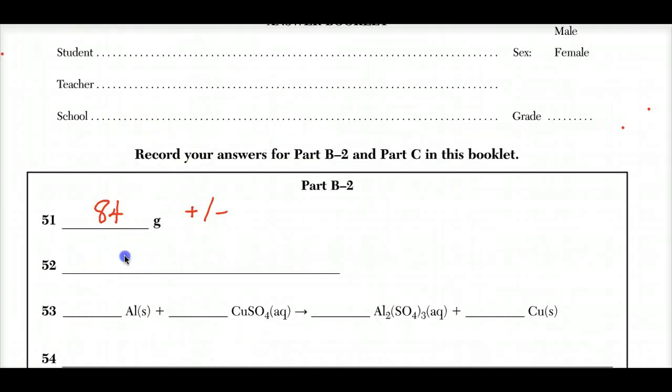So in 52, redox works for me. Certainly you could put oxidation reduction reaction. Don't put one or the other. Okay? You could also say single replacement. That would be acceptable as well. I'm sure there's some other things that I'm not thinking about, but those are the things that come to mind.